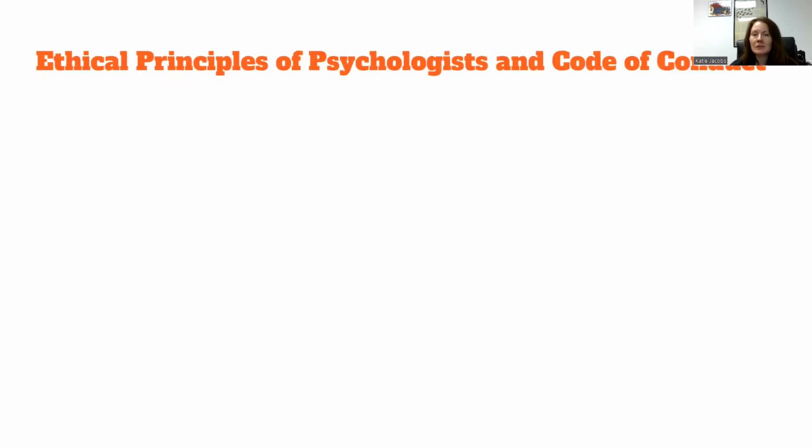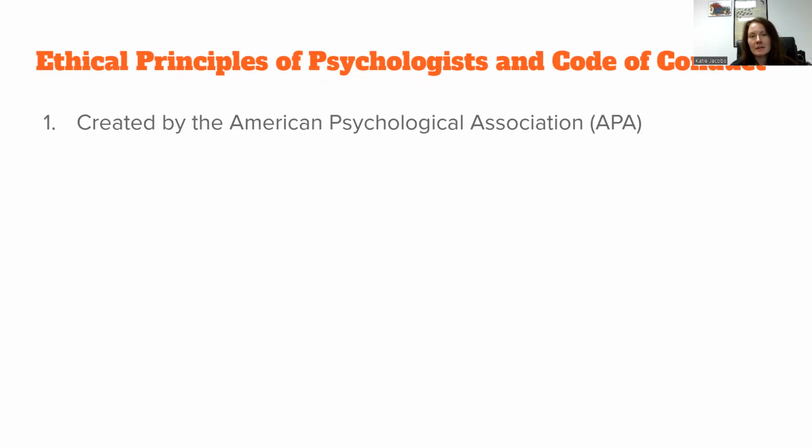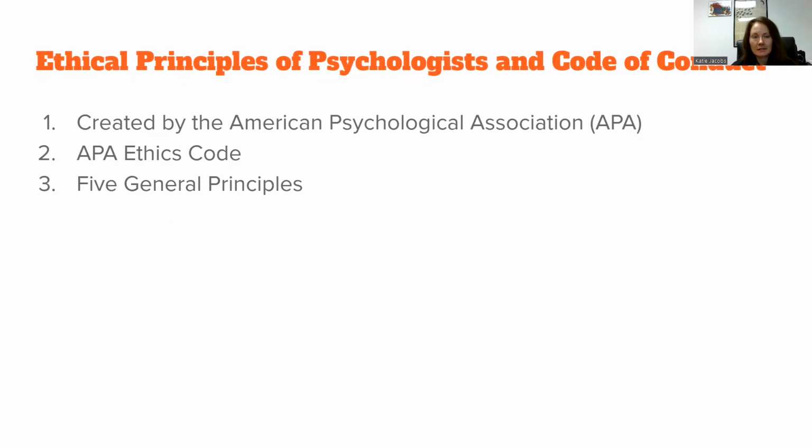So the Ethical Principles of Psychologists and Code of Conduct was created by the American Psychological Association, which is also known as APA. Sometimes you hear this document referred to as the APA Ethics Code, and it covers more than just research. It covers all areas of practice for people who identify as psychologists.